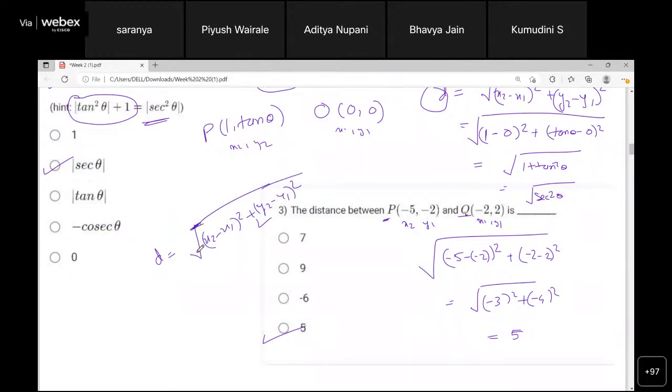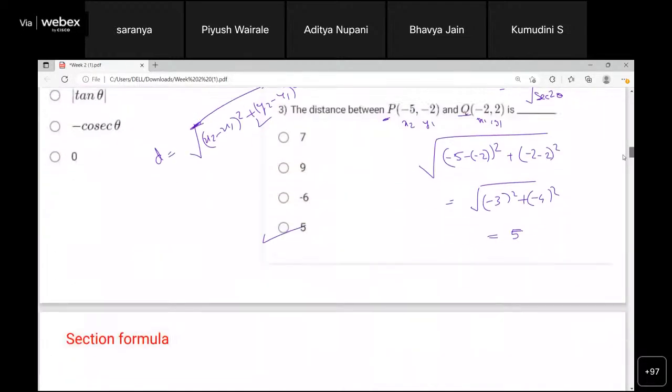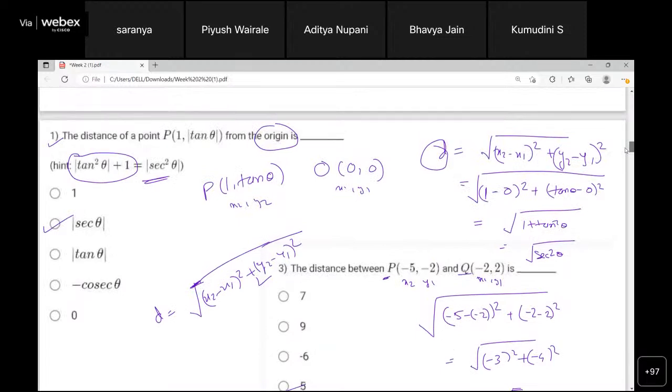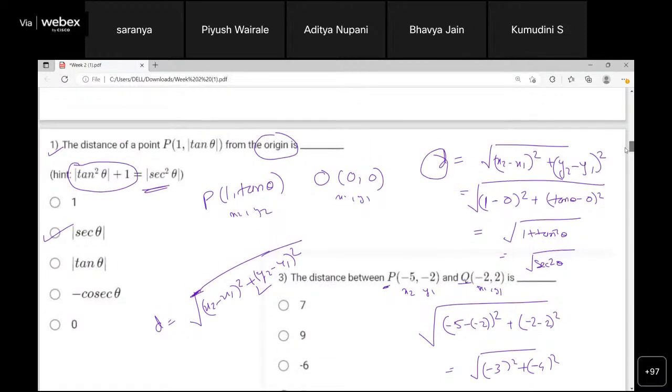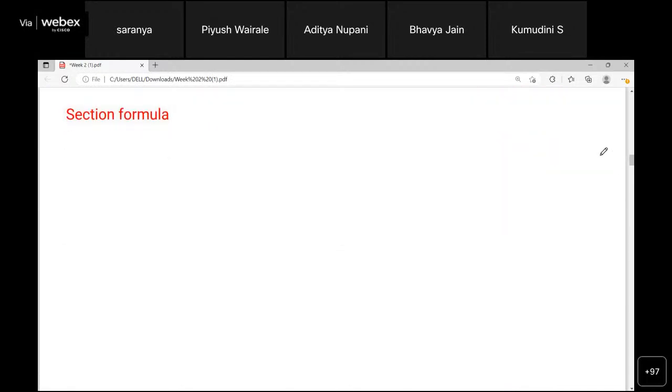So just go to the basics first, then you will be able to understand how to apply. Any doubt in this part, distance between the two points? How to evaluate? So now what is the section formula?